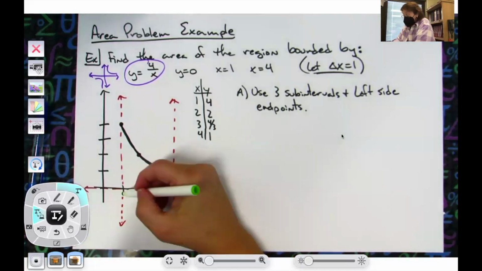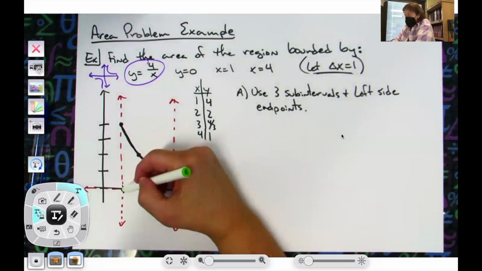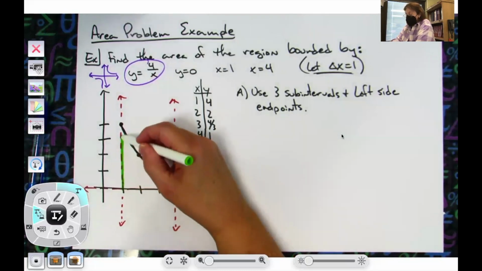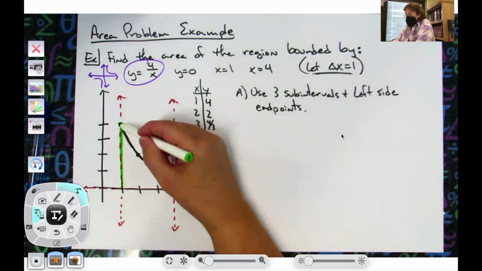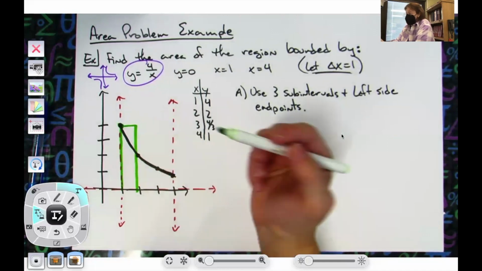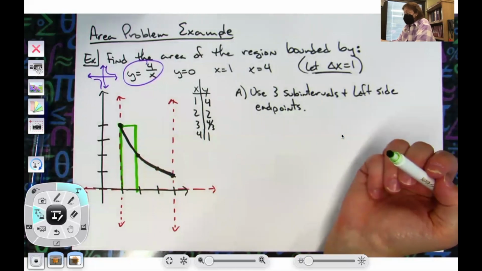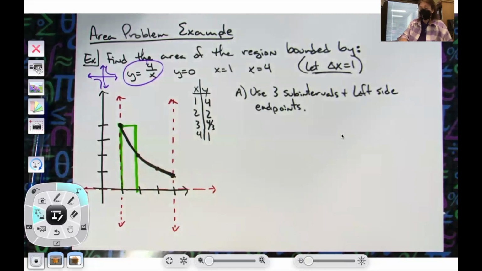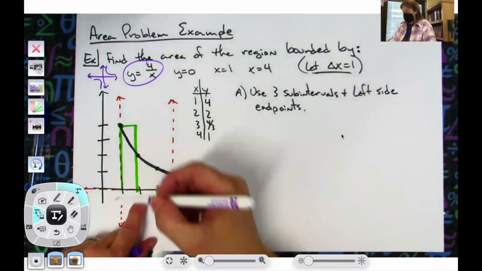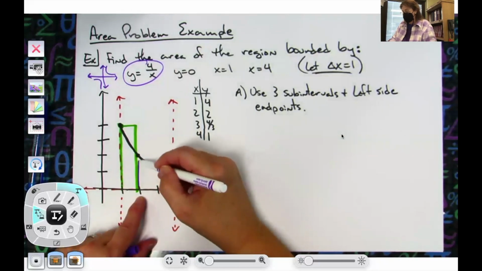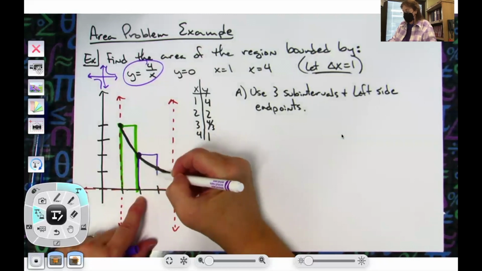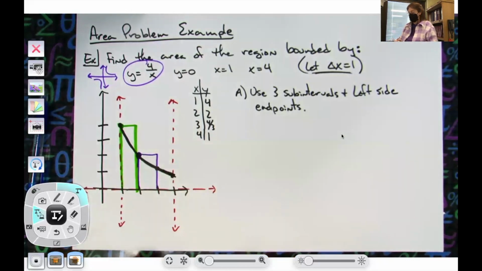So this first rectangle would come up. The left side is going to touch the curve. I would come over and then I would come down to there. So that's a left-sided rectangle, and that's my first subinterval. My second subinterval would be at x equals 2. I would come up to the curve. That's a left-sided endpoint. I would go ahead and draw my rectangle, and it would have a delta x of 1.